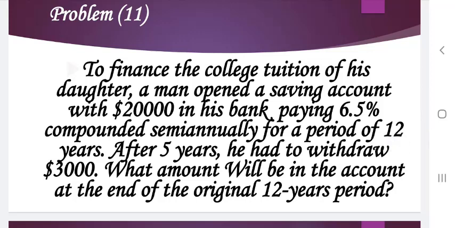To finance the college tuition of his daughter, a man opened a savings account with $20,000 in his bank, paying 6.5% compounded semi-annually for a period of 12 years. After 5 years, he had to withdraw $3,000. What amount will be in the account at the end of the original 12 year period?